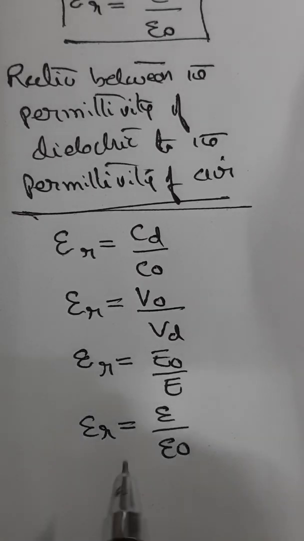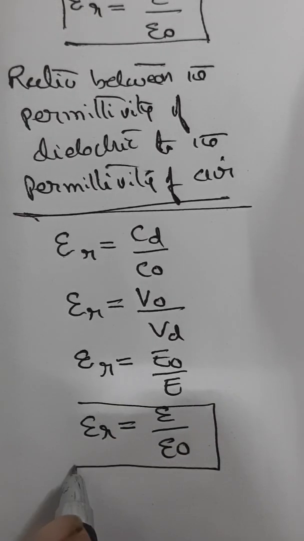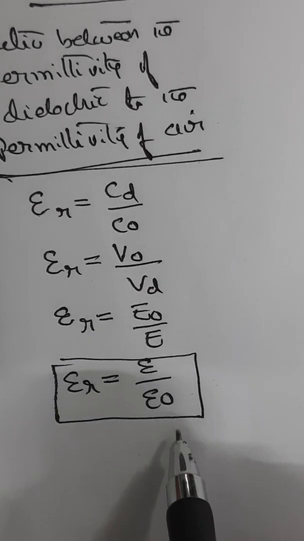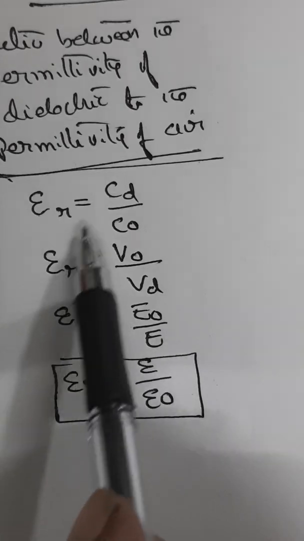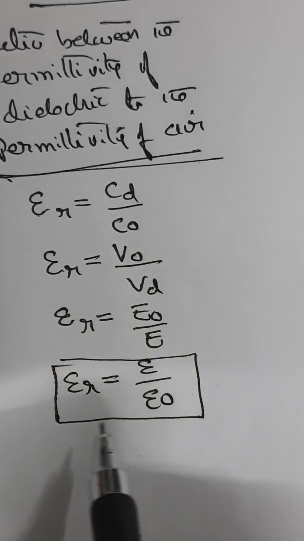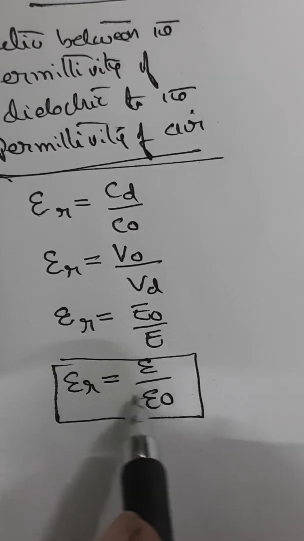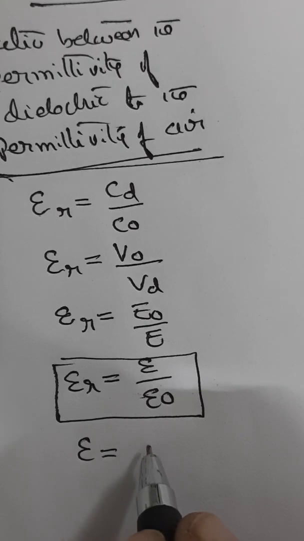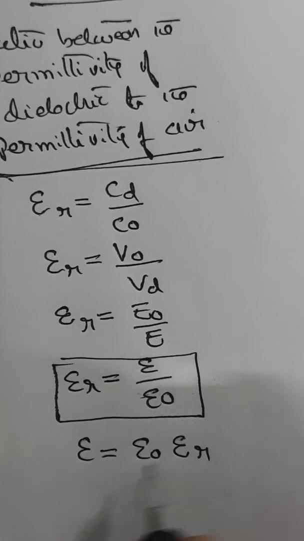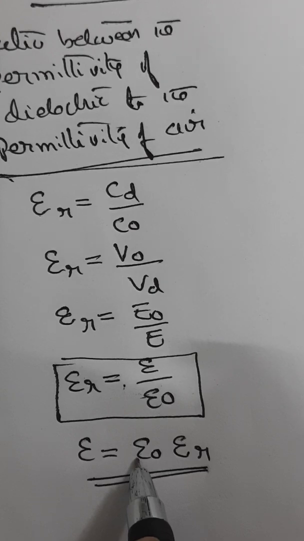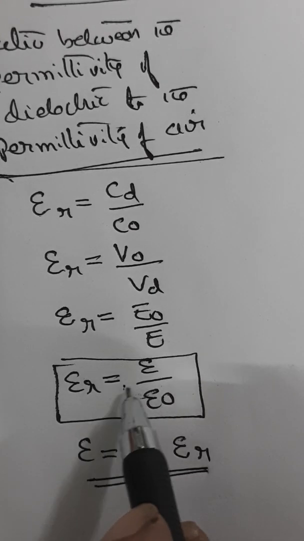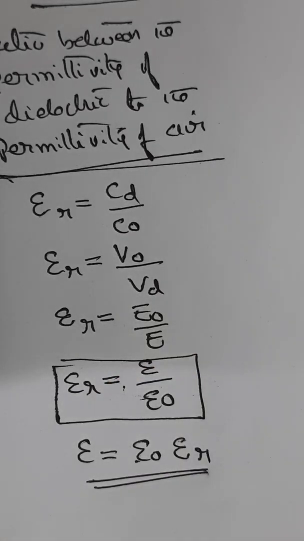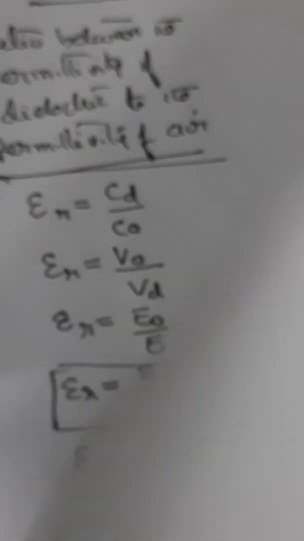In any of these ways, dielectric constant can be defined properly. But generally, we will take this equation in many of the applications. So based on these four formulae, a number of numericals can be given. For example, if you take this and cross multiply, what will we get? Epsilon equal to epsilon naught epsilon r. And this is a constant, therefore it has no units. This is about dielectric constant.